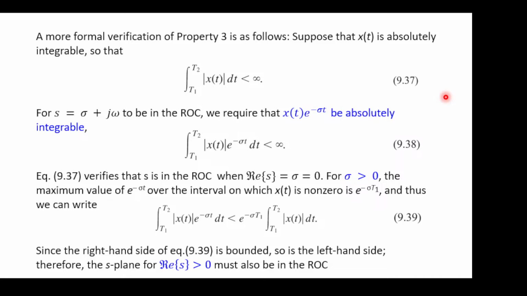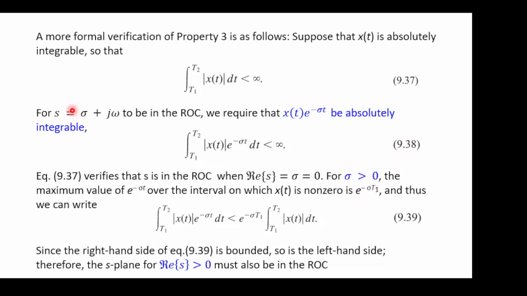We can see a more rigorous mathematical proof. So we start with saying that our x of t is from t1 to t2 and it's absolutely integrable. So the integral from t1 to t2 of the absolute value of x is some finite value. And now we think about where s equal to sigma plus j omega is in the ROC. And then from property 1, we just need to check this sigma.